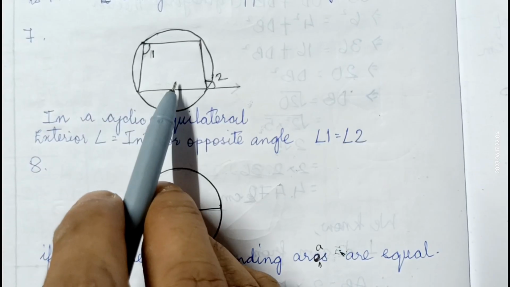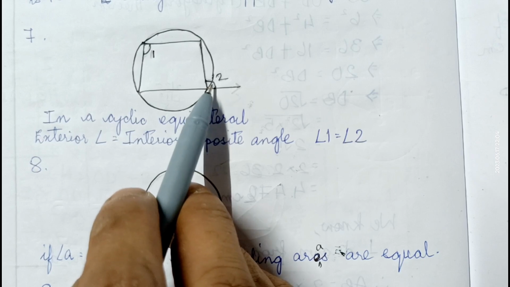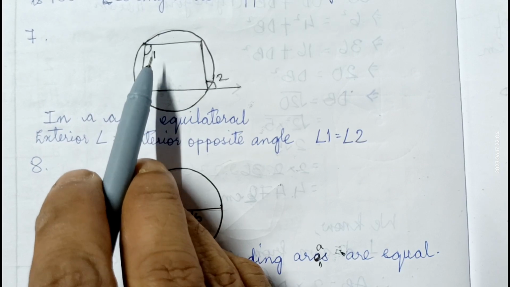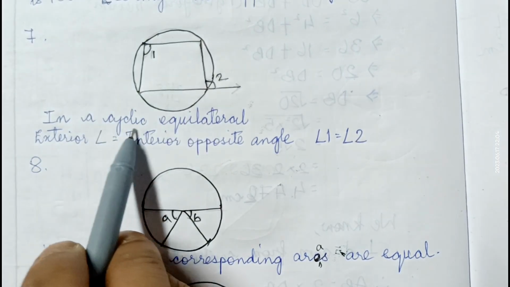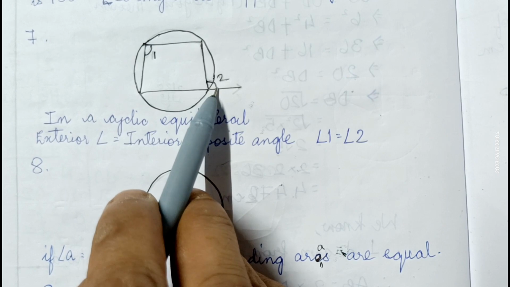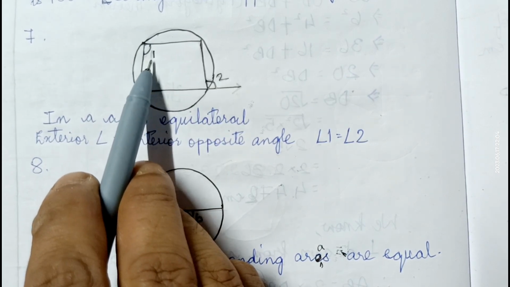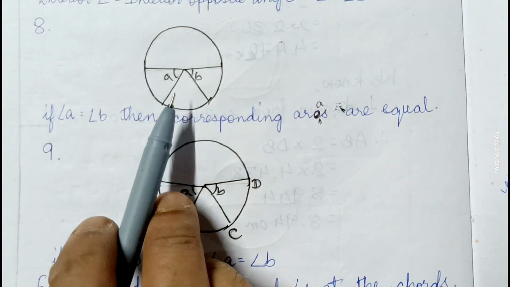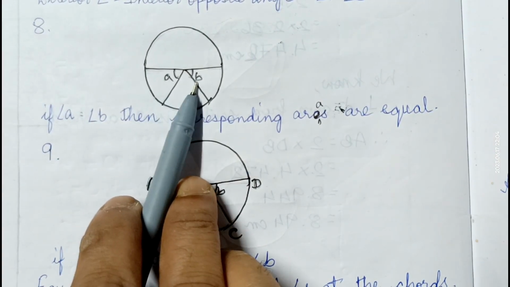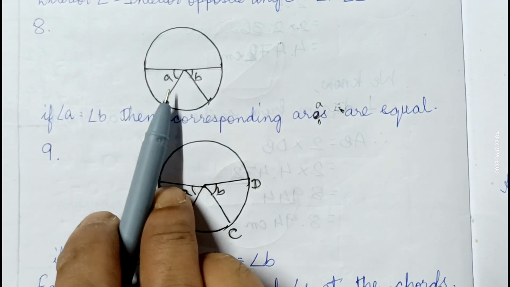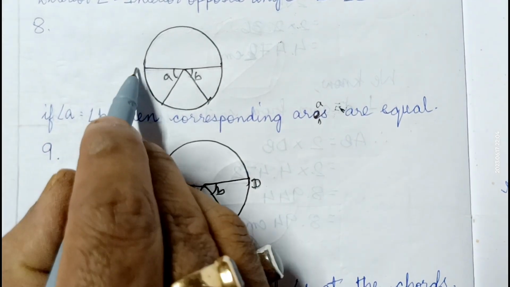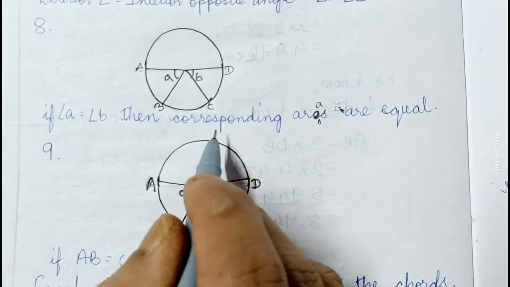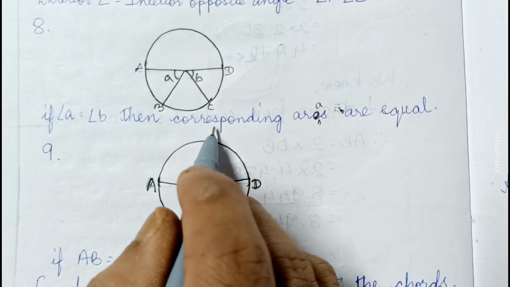The next property is that if we draw any exterior angle in a cyclic quadrilateral, then that angle will be equal to the interior opposite angle. So in a cyclic quadrilateral, the exterior angle equals the interior opposite angle. So here angle 1 will be equal to angle 2. The next property is that if angles at the center are equal, then the corresponding arcs are equal. Here angle A equals angle B, so arc AB will be equal to arc CD. With these properties, now we can start sums of tan C.